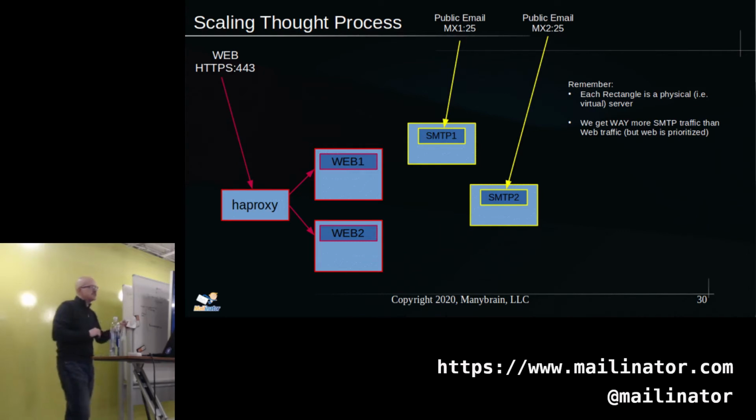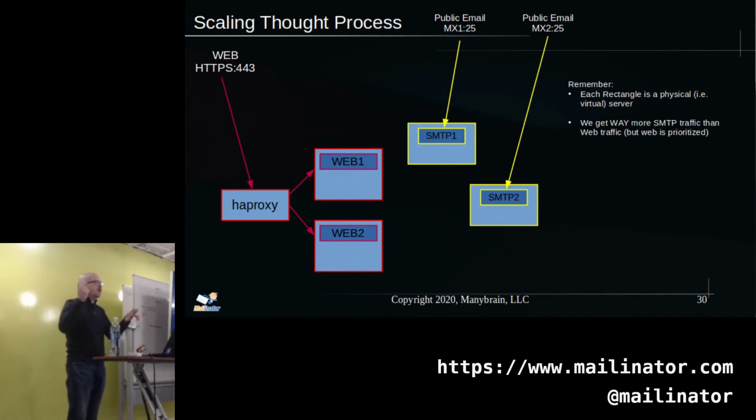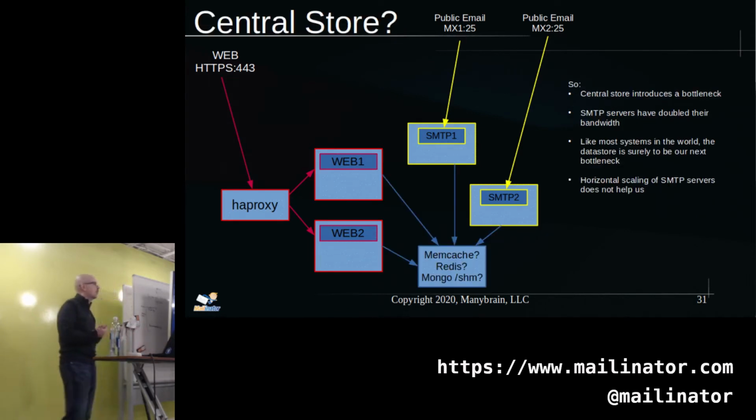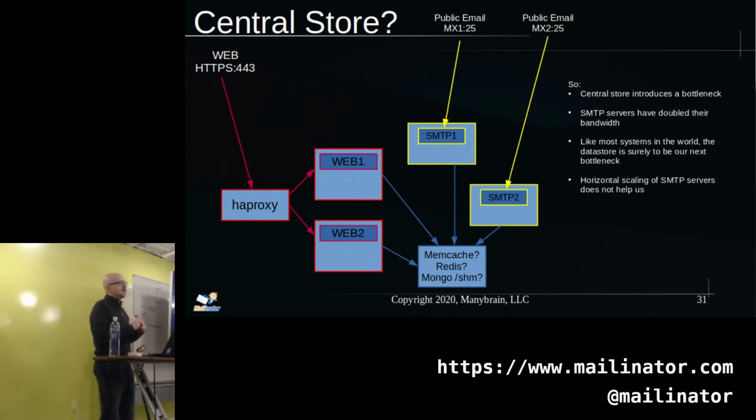But we have to ask this question: how do the web servers now get email from the SMTP servers, right? And mind you, an email for Bob might have gone to SMTP2, and we don't want to look at SMTP1 for that. So how do we find out where that is? Well, the initial thought, and I actually had some people suggest this to me, was some sort of centralized store, right? And here is the crux of all scaling and scaling issues ever known to man, is this idea.